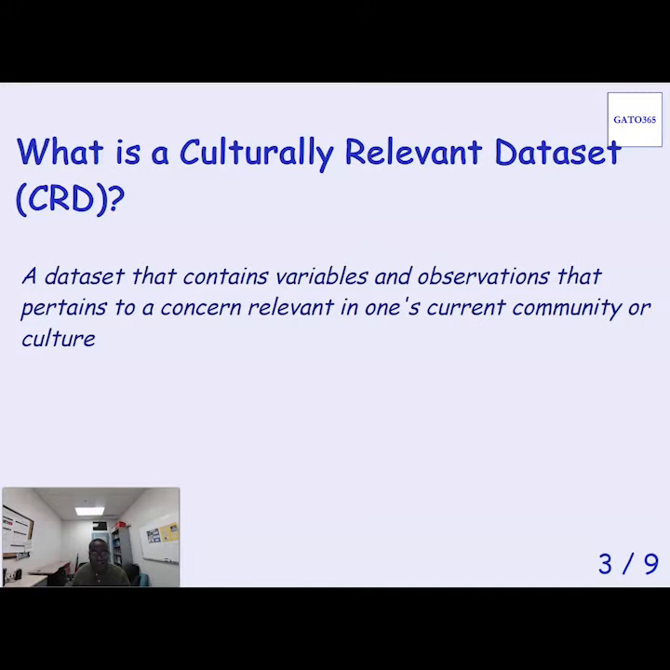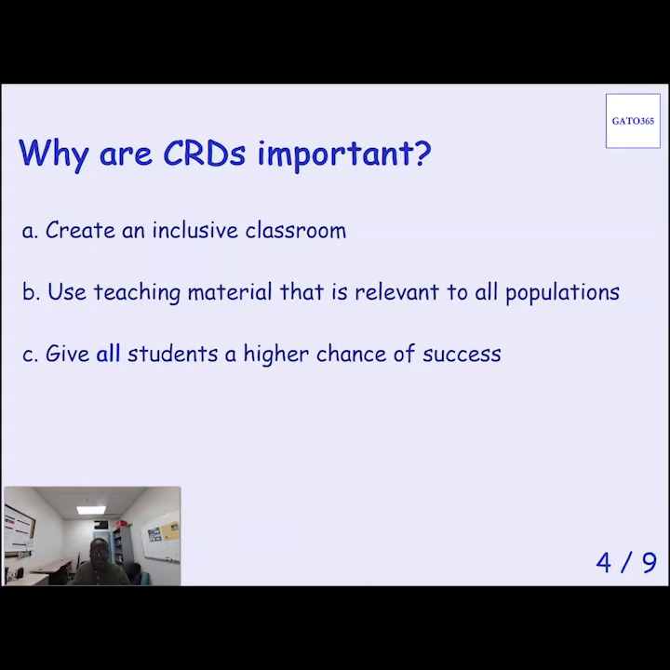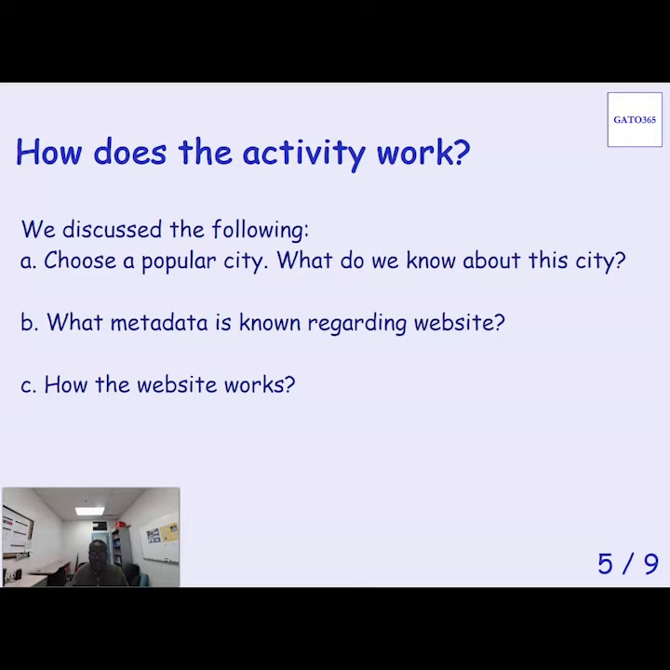Before we jump right into the activity, it's ideal for us to define what is a culturally relevant data set. A culturally relevant data set is a data set that students deem as relevant, something that they can relate to, which is imperative in terms of their learning. Culturally relevant data sets are really important because it allows teachers to create an inclusive classroom because we're creating content that relates to all populations, which gives them a higher chance of being successful. This activity uses a CRD, which is a map of segregation.